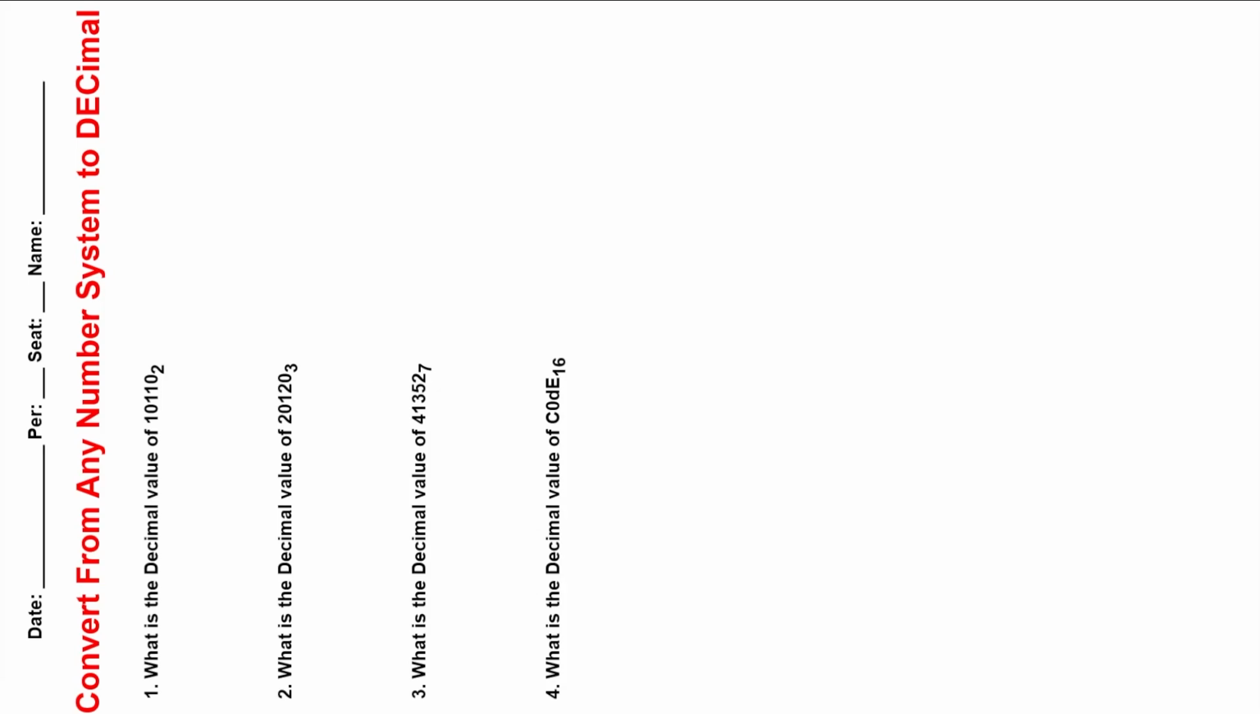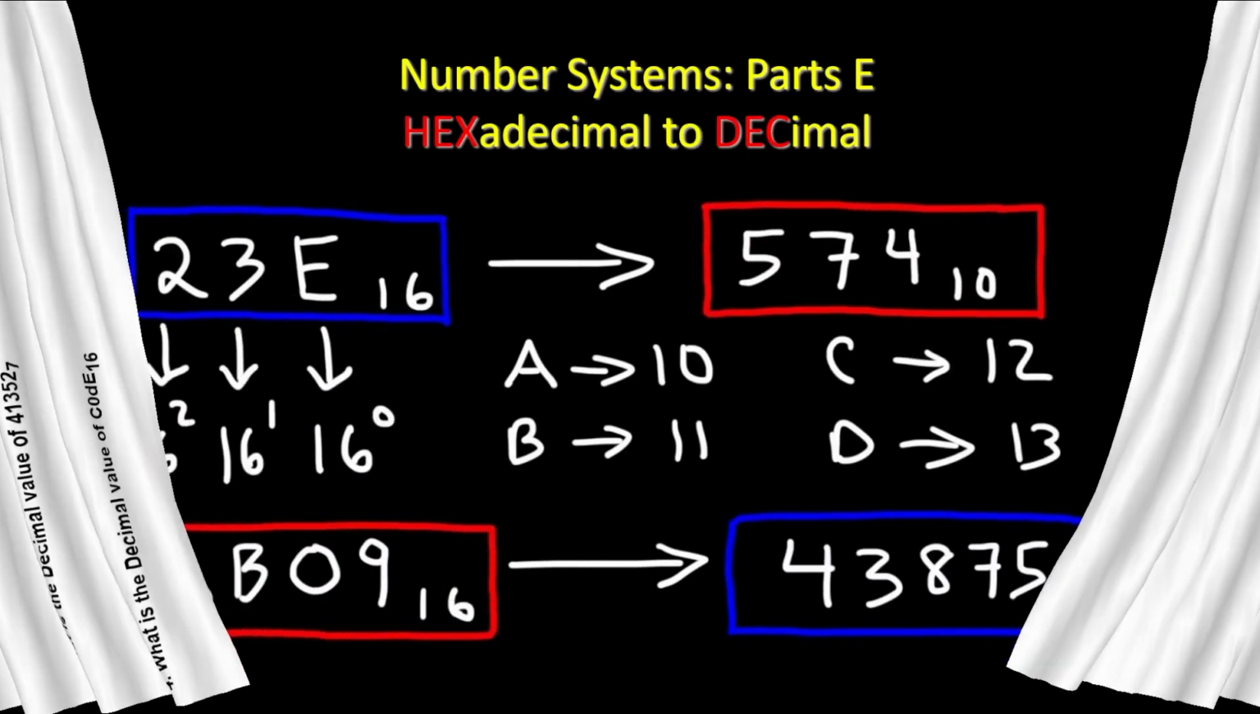On this worksheet, you can see they're going to be converting several different number systems, base 2, base 3, base 7, base 16, all to decimal. Okay, so that's what we'll be working on today. And I guess we'll just get started.